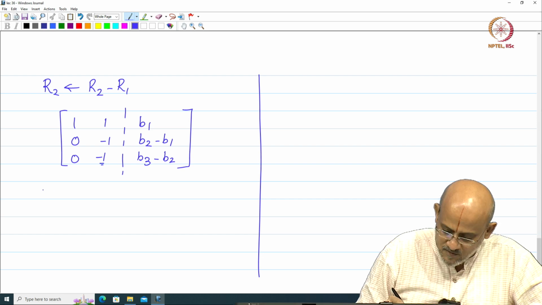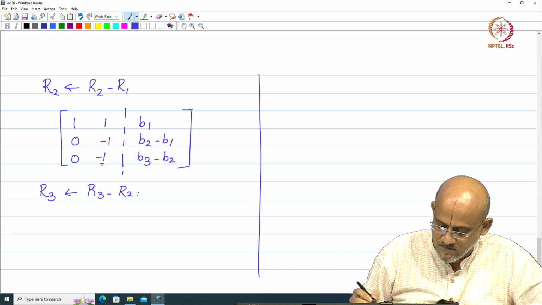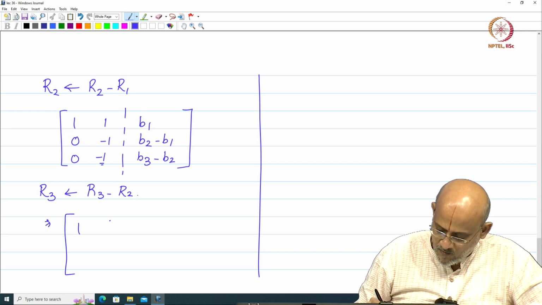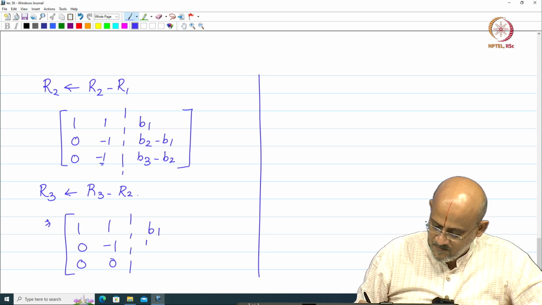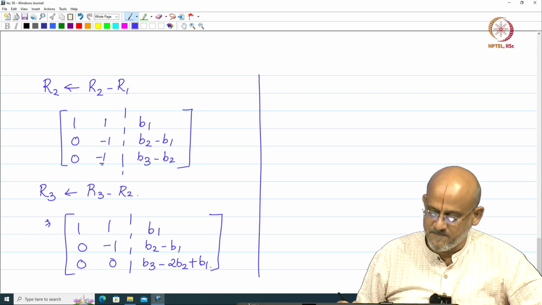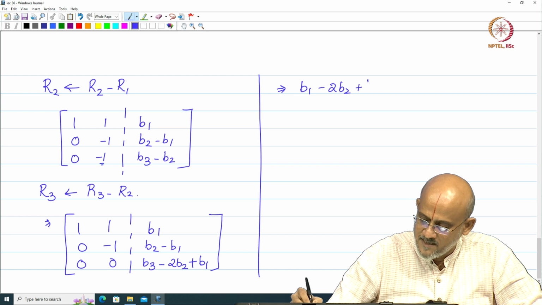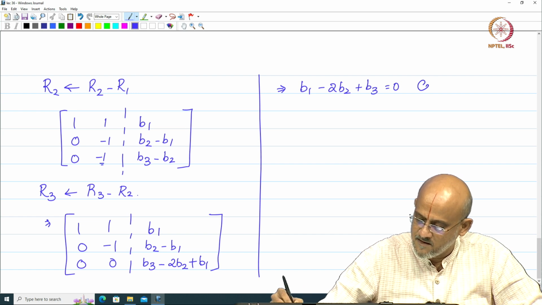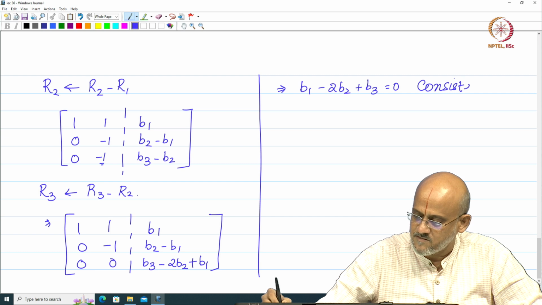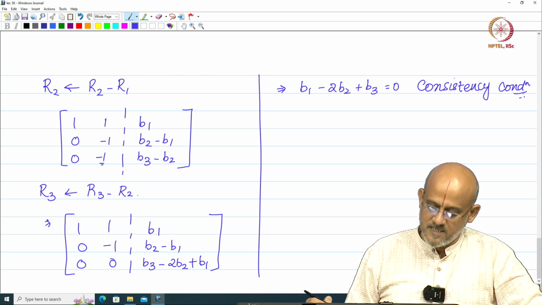Now I want to make this element 0, so I will write this as R3 is equal to R3 minus R2. So I get 1 1 0 minus 1 0 0, B1, B2 minus B1, and we have B3 minus 2 B2 plus B1, or I have B1 minus 2 B2 plus B3 is equal to 0. This implies B1 minus 2 B2 plus B3 is equal to 0. This is the consistency condition that we have.